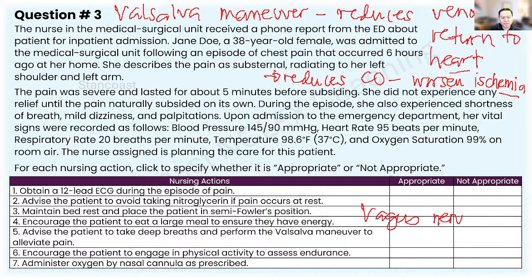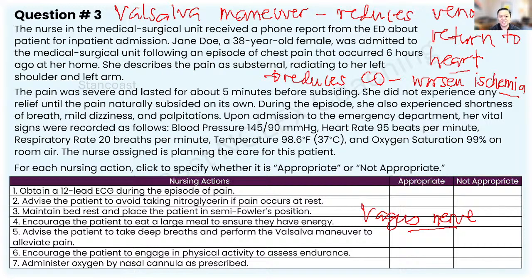What do you think will happen if the vagus nerve is stimulated? When they bear down, especially when they're very constipated. Have you tried this? When you are constipated, you're sitting on the toilet for probably 2 hours and nothing has been passed. You're still straining, you're bearing down while you're watching TikTok. Do you feel like you're getting lightheaded while you're bearing down?